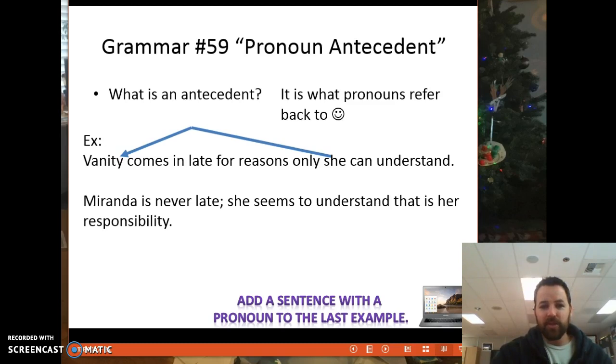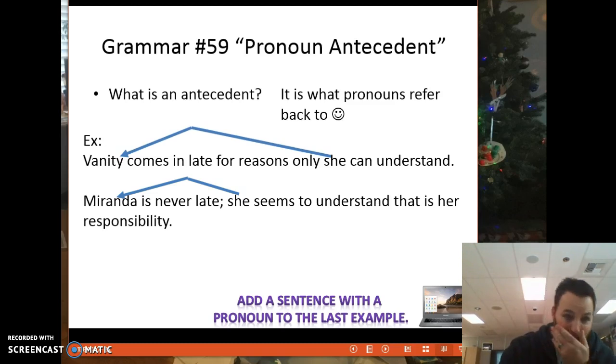Who does she refer to? What is the antecedent of she? What is that pronoun's antecedent? Draw your arrow. It's not that hard to draw the arrow. You guys have been doing that for a while. So maybe grammar 59 isn't that hard. It's just crazy English language of antecedents. An antecedent is what the pronouns refer back to. She refers back to Miranda. Miranda is the pronoun's antecedent.